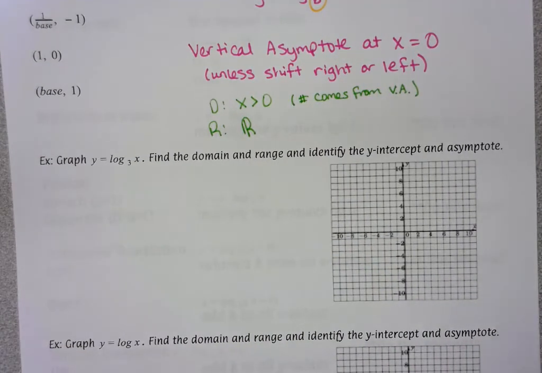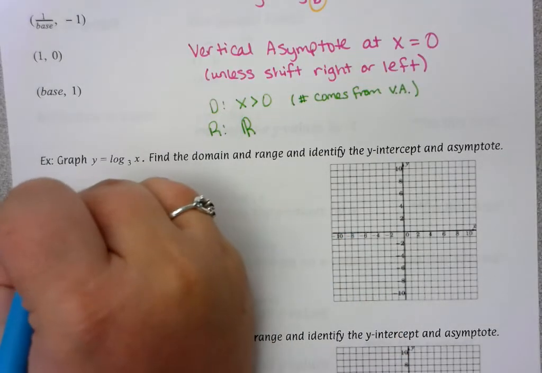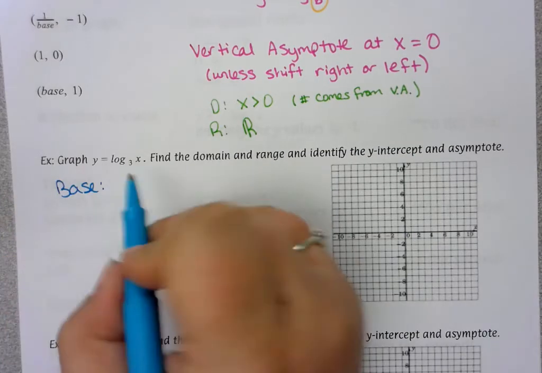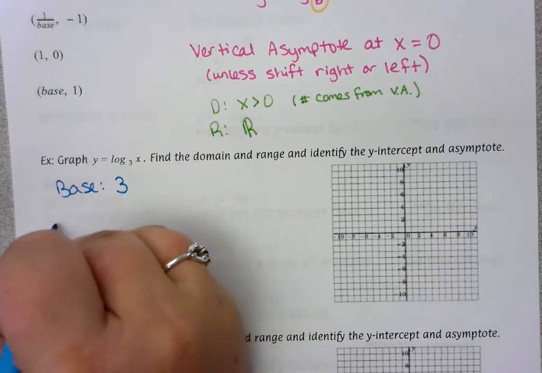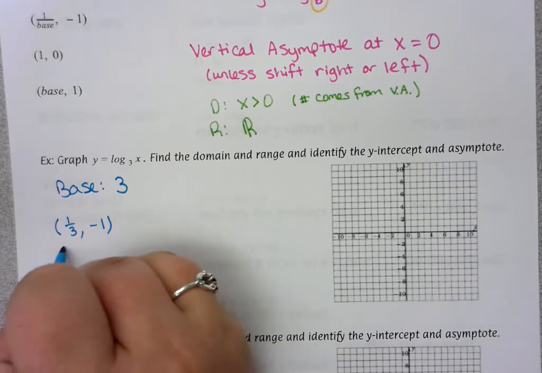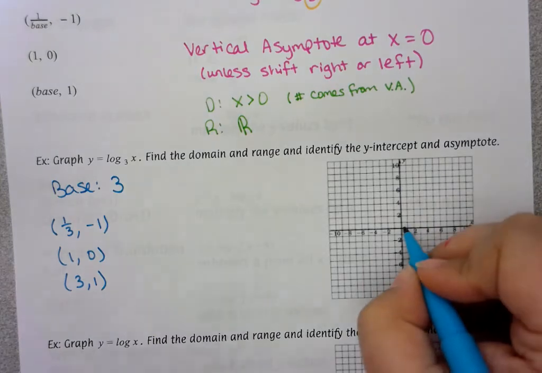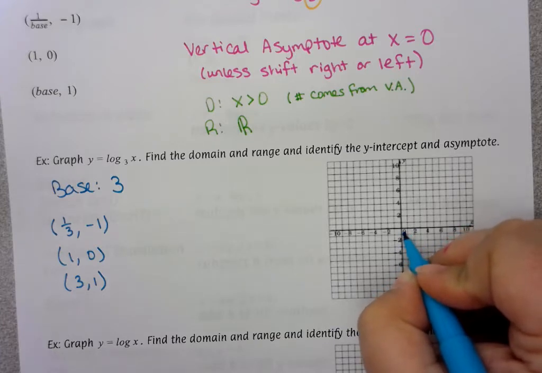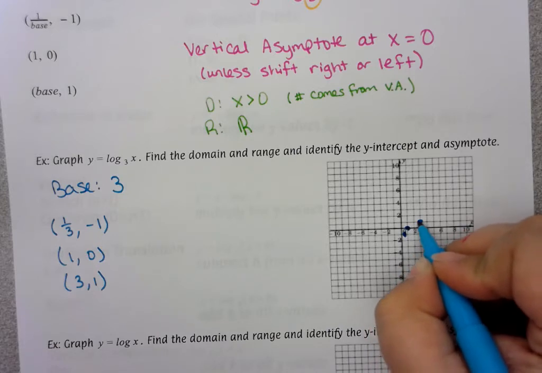So the first thing we're going to graph is y equals log base 3 of x. So the first thing we need to do is identify our base. The base is always the number that comes after the log, so it's 3. So our special points are 1 over the base, so 1/3, -1; 1, 0; and 3, 1. So I will go right 1/3, down 1, over 1, up 0, and over 3, up 1.